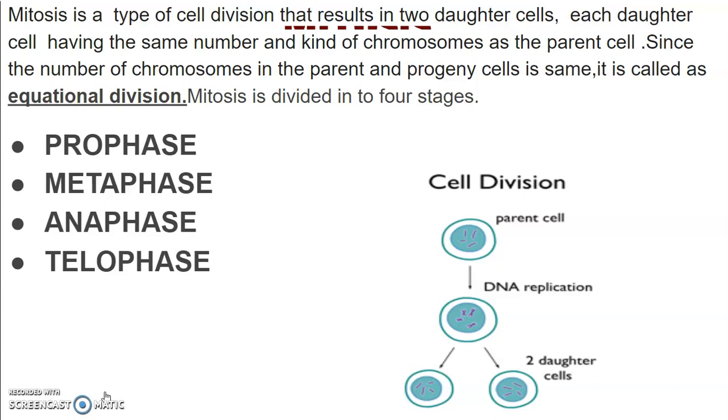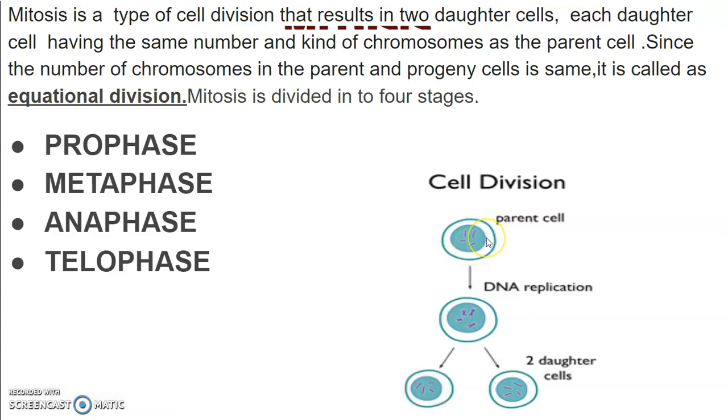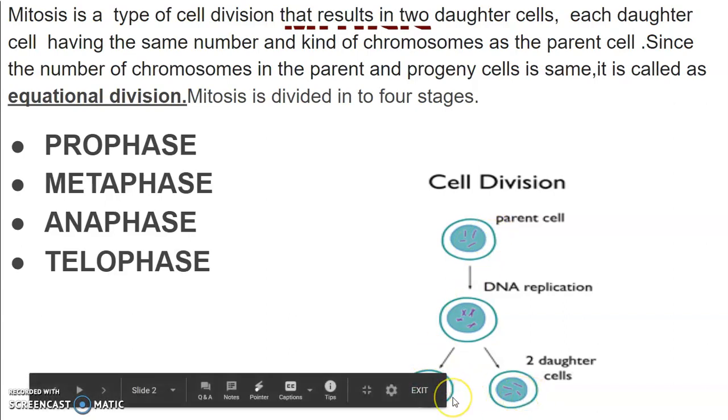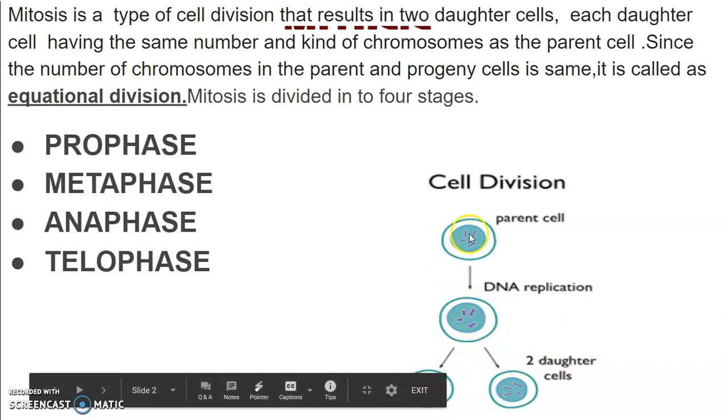Now today we will be learning in detail the process of mitosis. Mitosis is the type of cell division that takes place in the body cells or the somatic cells. As a result of mitosis, one cell gets divided into two, or two daughter cells are formed. The number of chromosomes in the parent cell and the daughter cells is the same, so it is called equational division. Here we can see a picture which shows mitosis. The parent cell gets divided into two daughter cells, and the number of chromosomes stays the same, so it is called equational division.